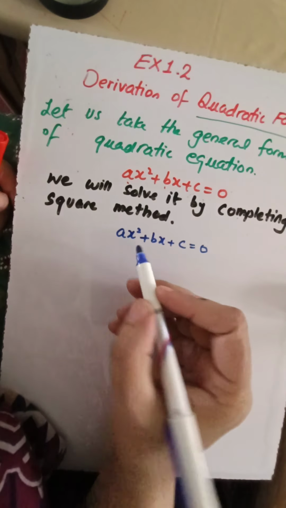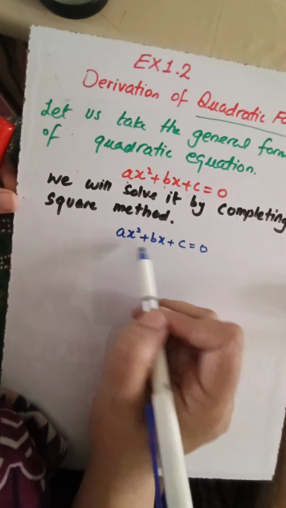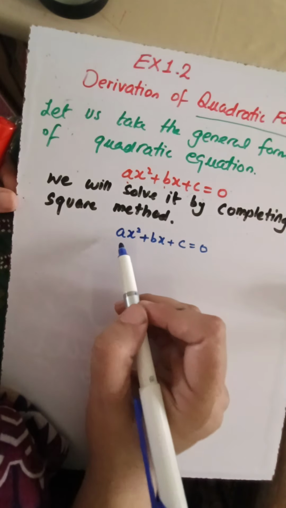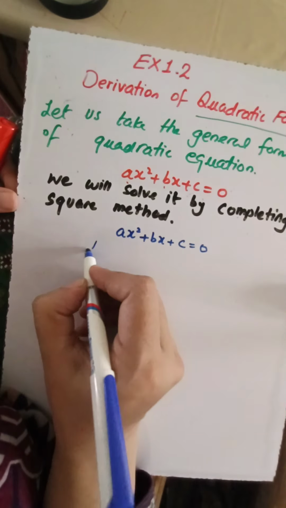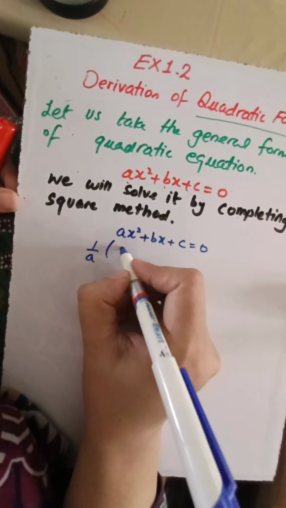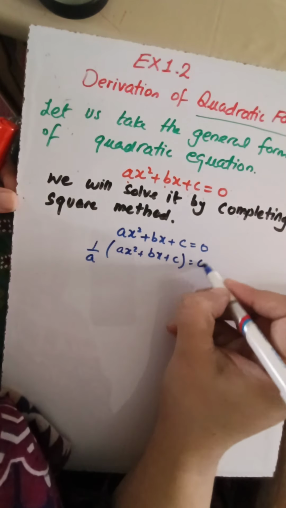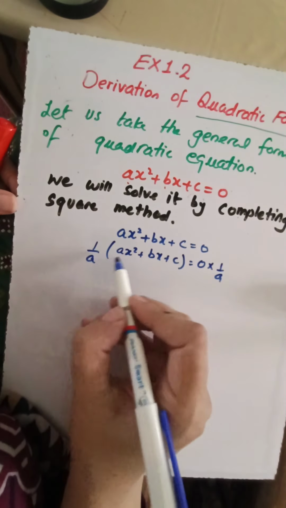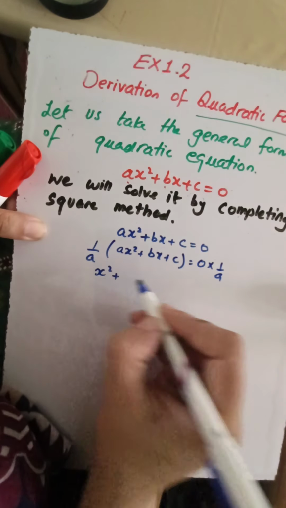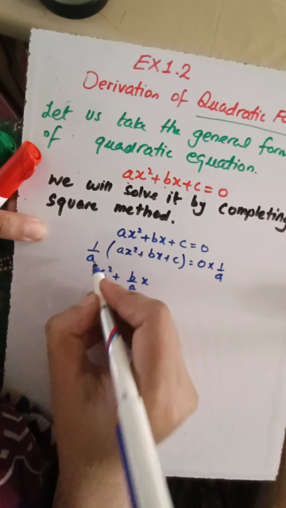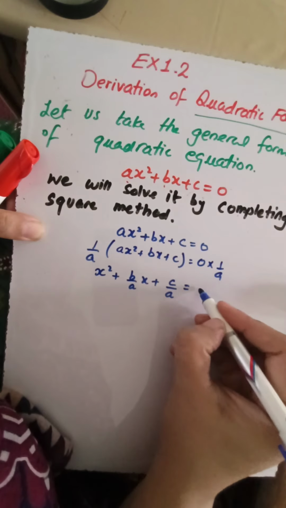So I'm going to divide this equation, both sides of the equation, by a, or I'm going to multiply 1 over a on both sides of the equation. Okay, so multiplying by 1 over a or dividing by a means the same thing. Multiplying 1 over a into ax square will give me x square. Multiplying 1 over a to b will give me b over a x. Multiplying 1 over a to c will give us c over a is equal to 0 into 1 over a is 0.